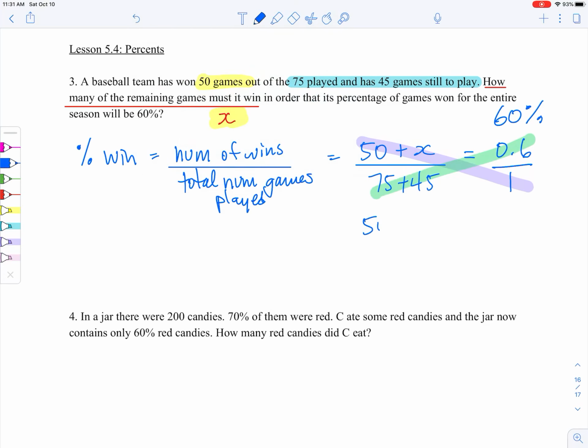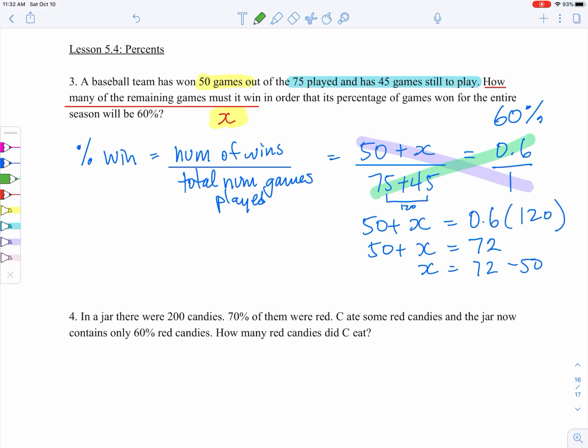So 1 times 50 plus x is just 50 plus x. That's going to equal 0.6 times 75 plus 45, which equals 120. So it's going to be 0.6 times 120. So I get 50 plus x equals 0.6 times 120, which gives me 72. x equals 72 minus the 50, because I took that 50 that was being added and we subtract it on the other side. So x equals 22.